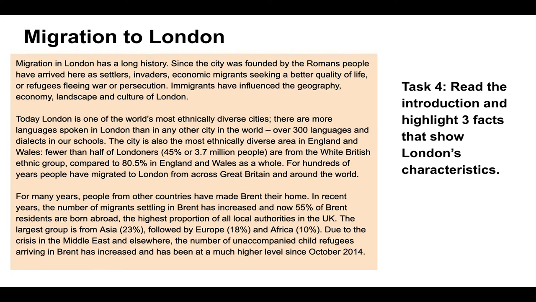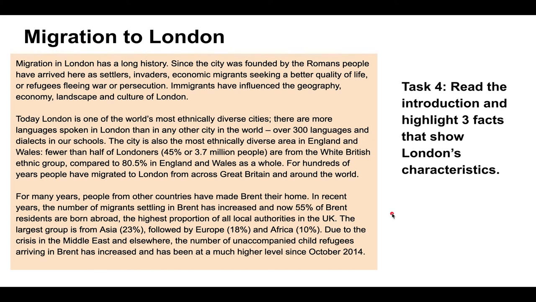Because this is not just a recent thing. This is not just Black and Asian people arriving in the 1960s and 50s. It actually goes all the way back to sort of the Roman period. We've had a long history of migration in London. So have a little read and see which 3 facts you might choose to highlight.